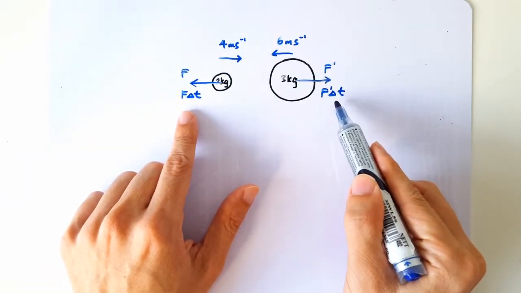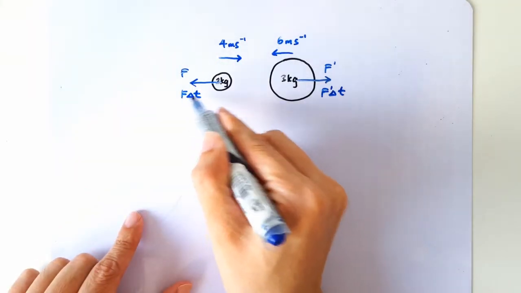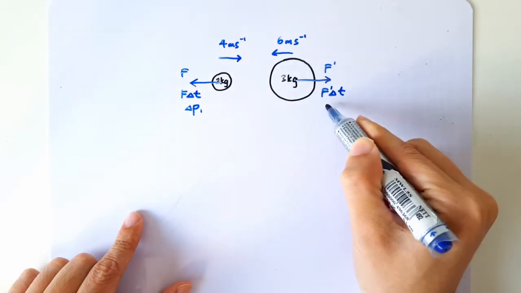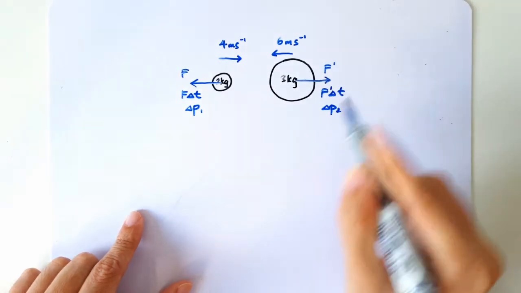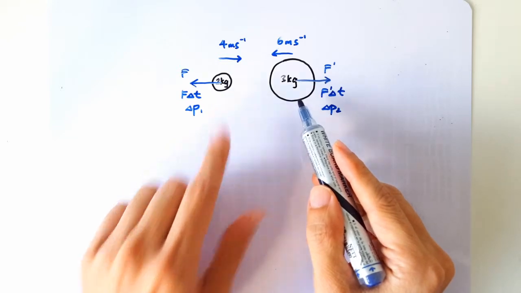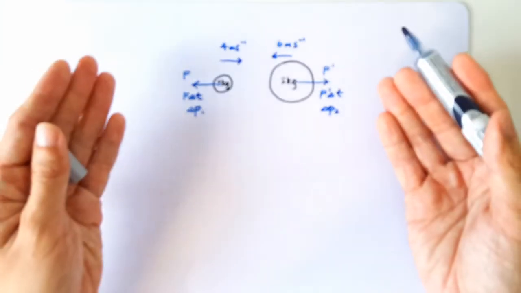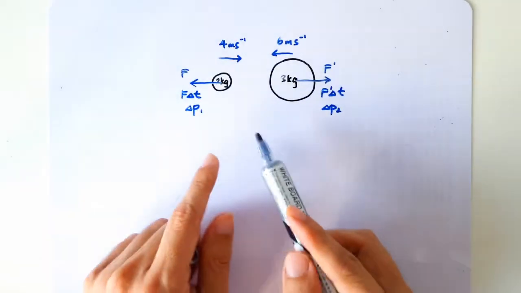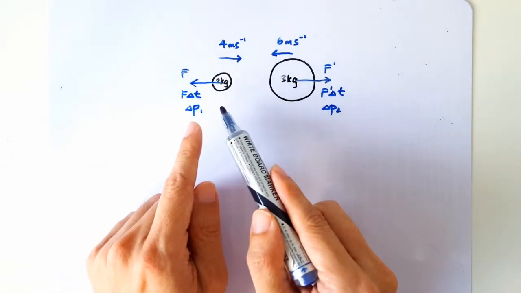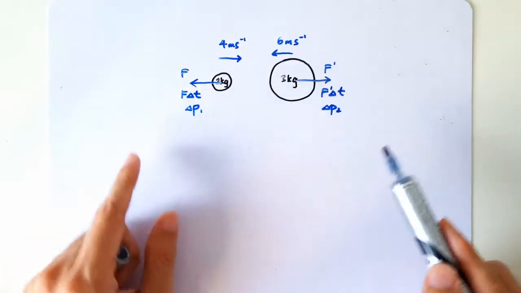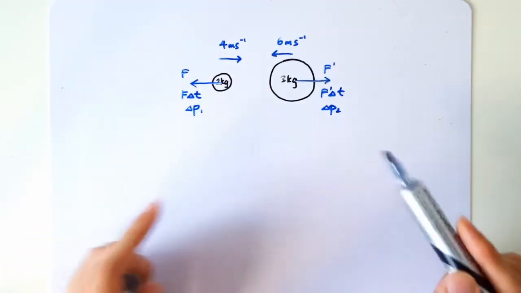but opposite. And remember, the impulse can be equated to the change in momentum. So that means the change in momentum of these two masses are also equal but opposite. And that's why the total momentum of these two balls is conserved, because whatever momentum change that happens to one of them happens to the other one in the opposite direction. So the total change in momentum is zero.